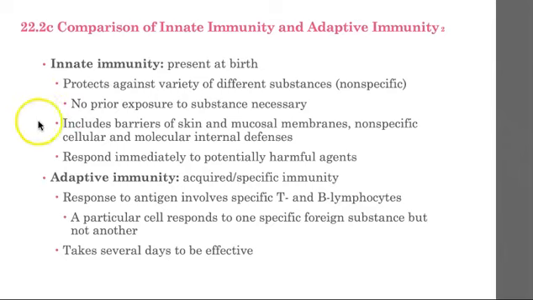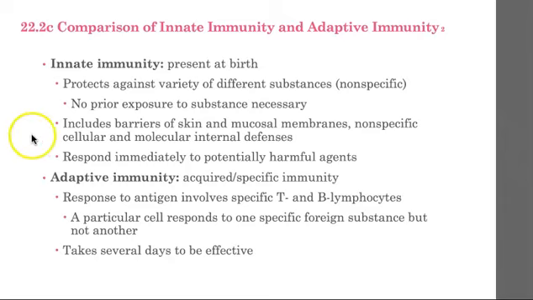So let's start off with our innate immunity. This is present at birth. It's going to protect us against a variety of substances, and so we call it non-specific. It does not care what type of pathogen it comes into contact with, whether it's a virus, a protozoan, a parasitic worm, it's going to treat it the same. And we don't necessarily have to have any prior exposure in order to have this response. It's going to do the same thing no matter what.